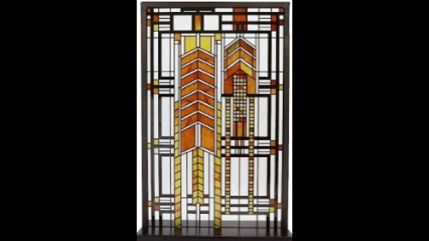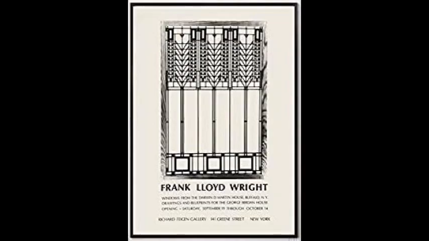Here's one of Frank Lloyd Wright's designs, which is called Autumn Sumac, and it's very definitely prairie style. It's got all these chevron pieces in it, and those were very typical of the type of work that he did.